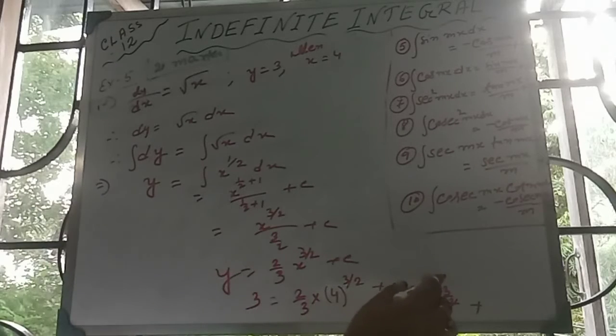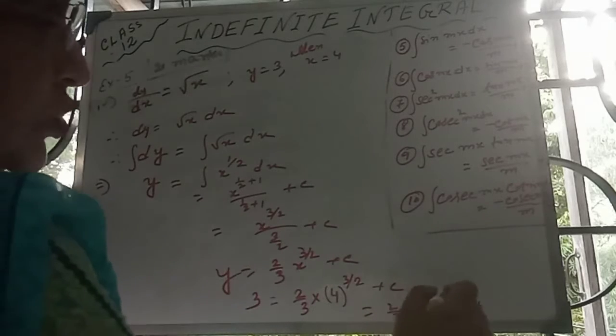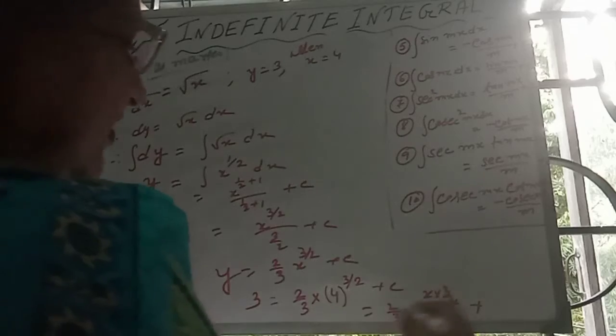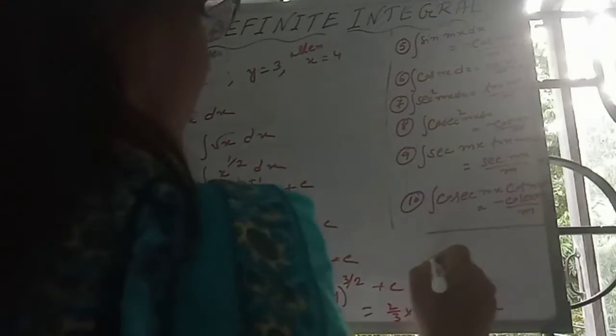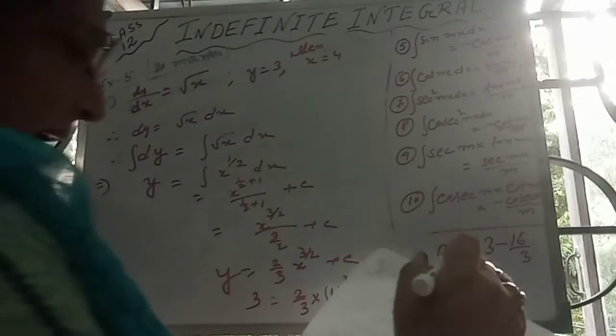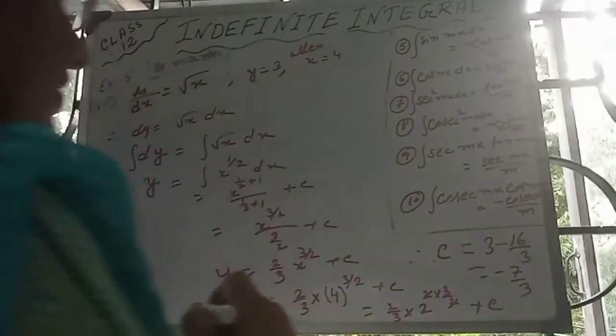So it's coming 2 cube. 2 cube means 8. 8 into 2, 16. 16 by 3 plus c. So what is the value of c? C will be 3 by 3 minus 16 by 3. So what is the value? Value will be minus 7 by 3. C value is minus 7 by 3.